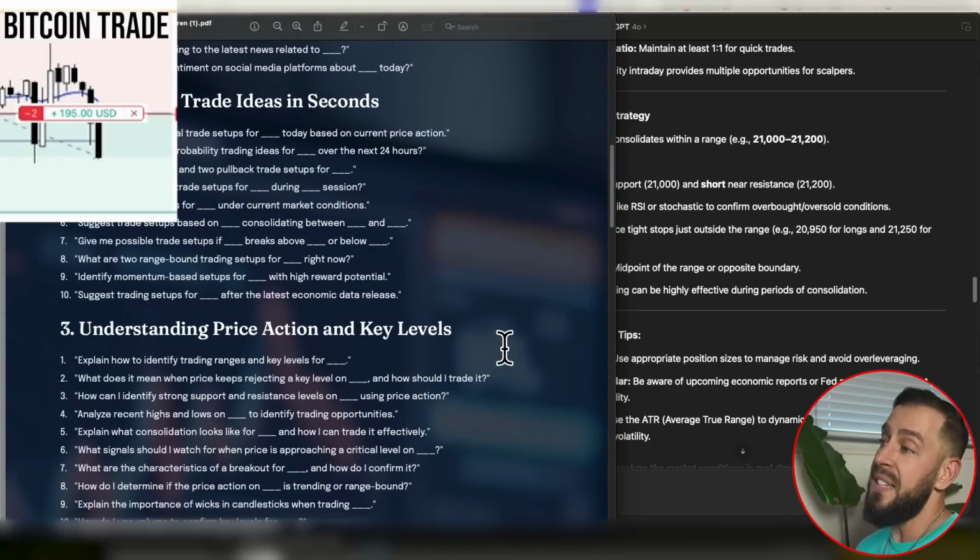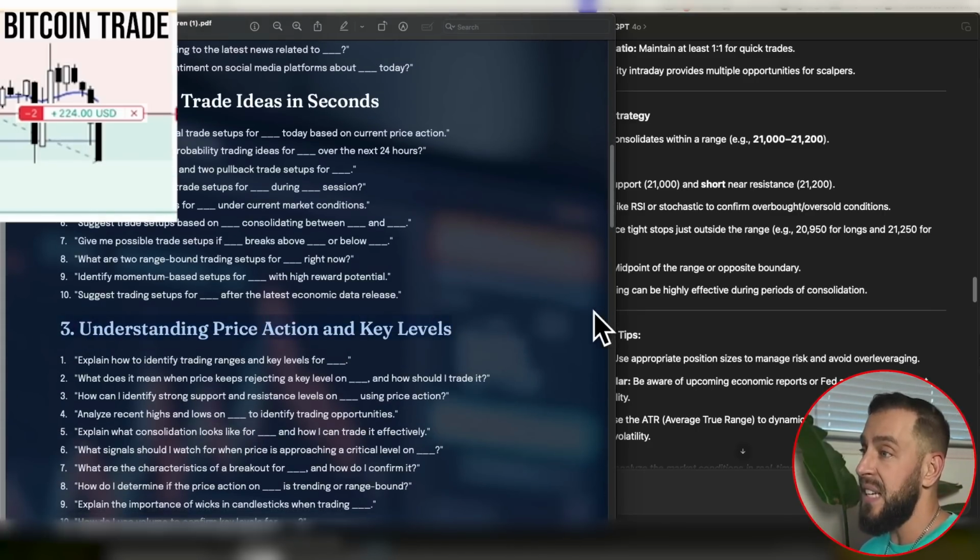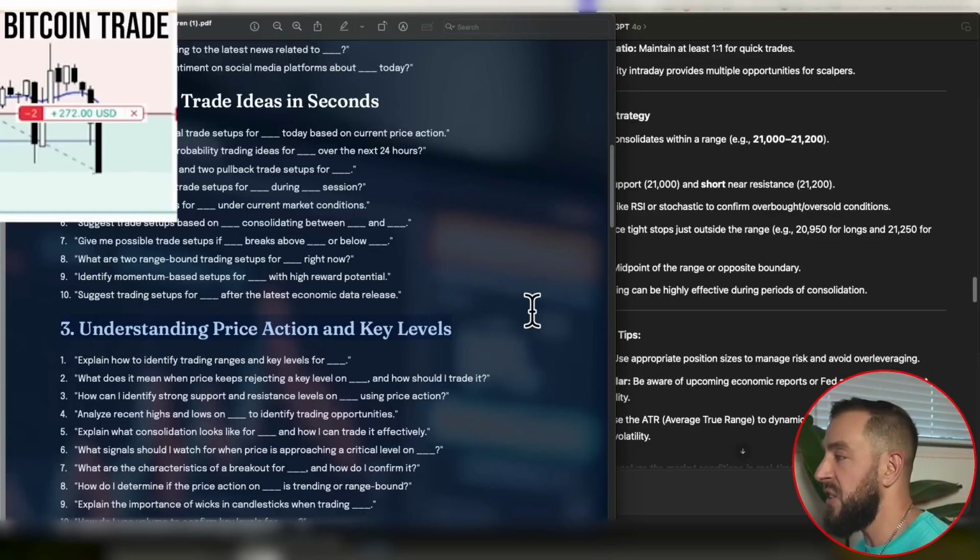Now, the third way to use ChatGPT with your trading is understanding price action and key levels. One of the most important things to understand when placing a trade is the context. This means knowing what the price has been doing recently. It's just like with a person, you want to try and guess their next move, you start by looking at their past behavior. In trading, we call it market structure. And because doing this is essentially just pattern recognition, it turns out that's exactly what AI does best.